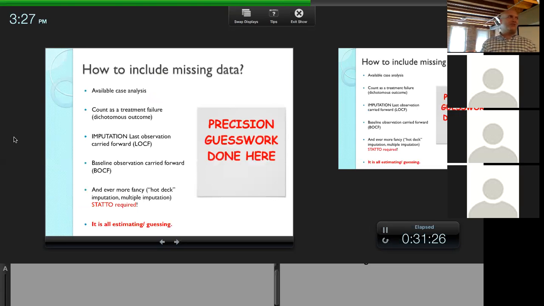And then the statisticians have got lots of approaches to multiple imputation, which essentially looks at the data set and probabilistically works up what likely values might be and plugs those in. It's very complicated. I think you need a stato to understand it and do it. But in the end, it's all estimating and guessing. If you are going to impute data, it's probably the least biased way to do it is through multiple imputation methods.